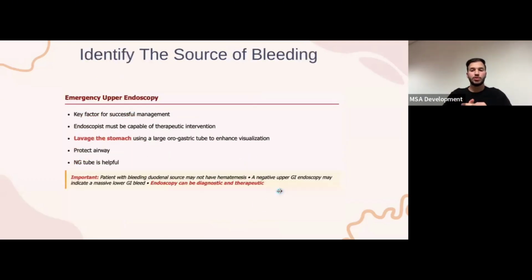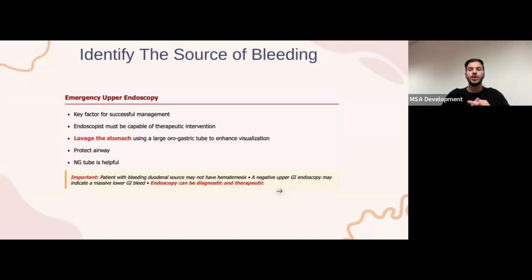Then we need to identify the source of bleeding. How do we do that? We do that through endoscopy, okay? And we need to know that during endoscopy, if the doctor sees that he needs to, he may provide a therapeutic intervention with the endoscopy. Now, we also do lavage of the stomach using a large orogastric tube to enhance visualization.